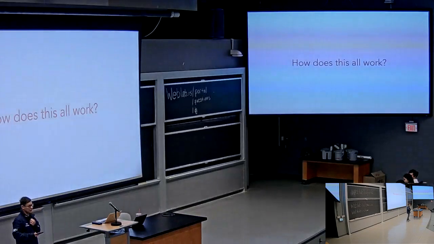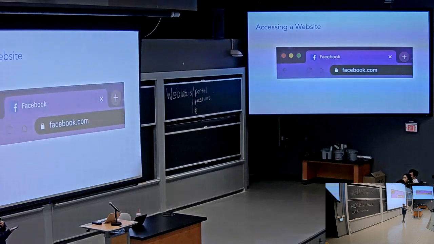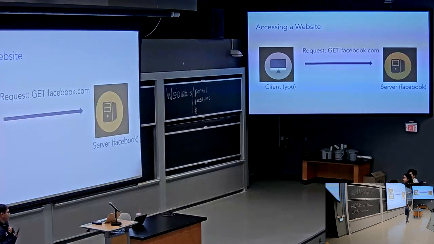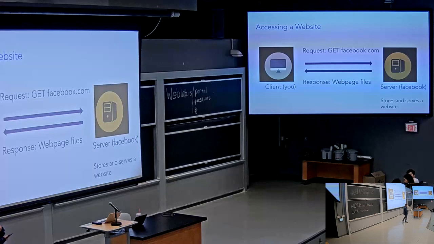But how does all this work? I'm going to give you a brief overview before we start lectures today, of what we're going to be learning. So let's say you're accessing a website, facebook.com. You're the client, and you have your computer right here, and you're sending a GET request to facebook.com. Facebook has essentially just a computer that runs the server that stores and serves the website. And when you send the GET request, Facebook will send back a response with the web page files from its server. And you are running a program, which is Chrome, used to view this website.